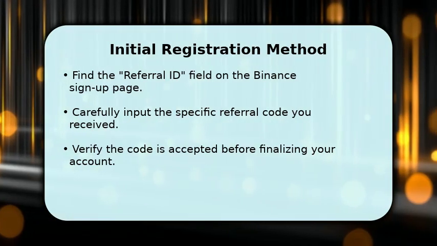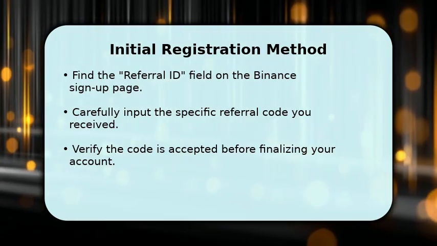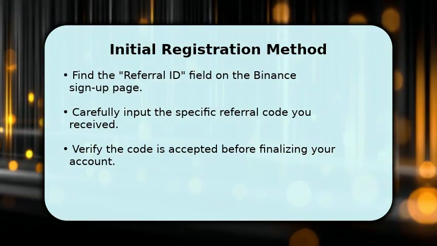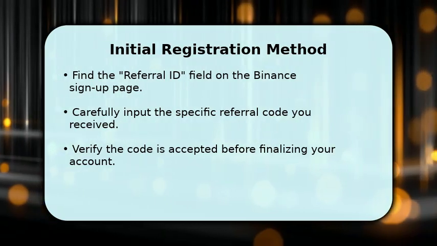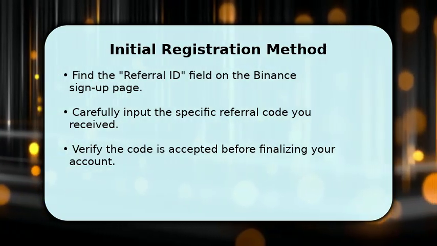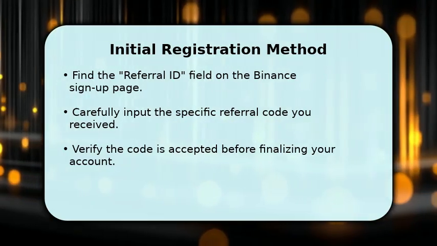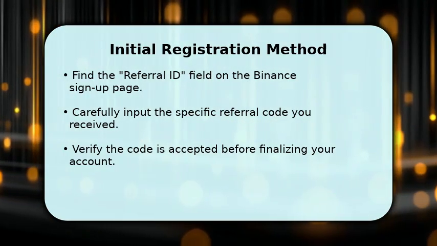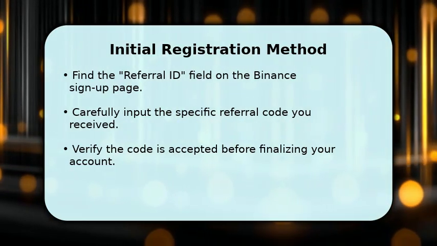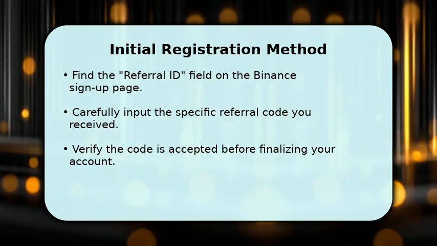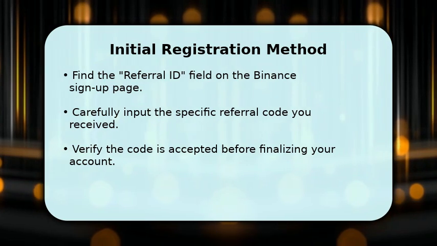When you first create your Binance account, look for the Referral ID box on the registration form. This is the primary spot to enter your code. Simply type in the unique code you have, and the system should automatically recognize it. Always double-check that the code is correctly applied before you complete your registration. This ensures you immediately start enjoying any associated benefits, such as a 10% discount on trading fees from day one.